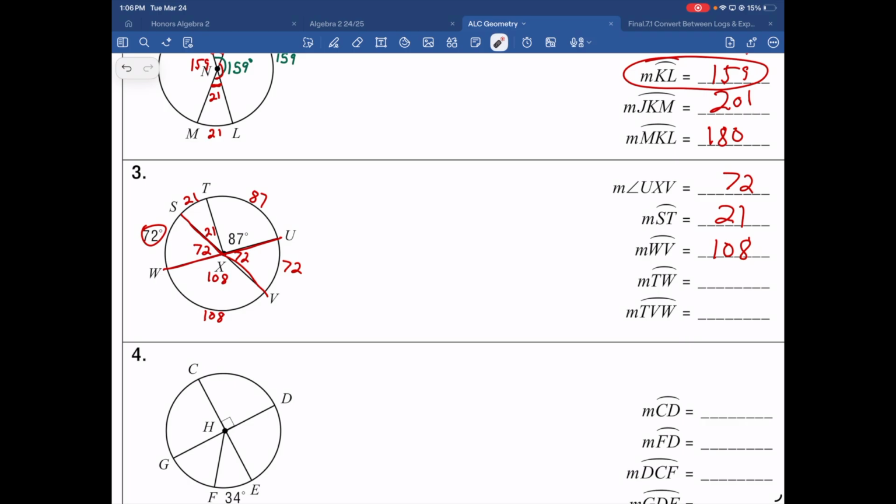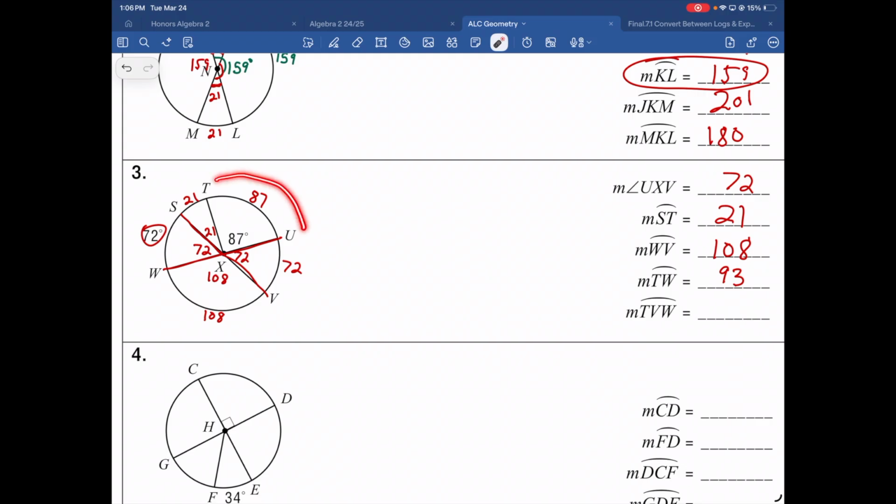Okay, and be careful with TW. If you go there, it's T. Got to add them up. 93. Yeah. And I know it's got to be less than 180 because it's just two of them. And then the last one is TVW.